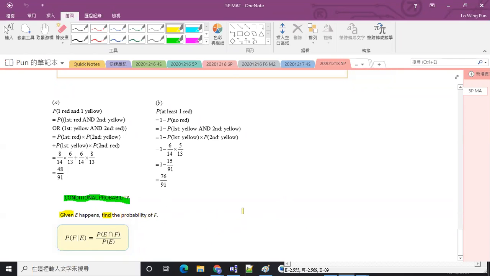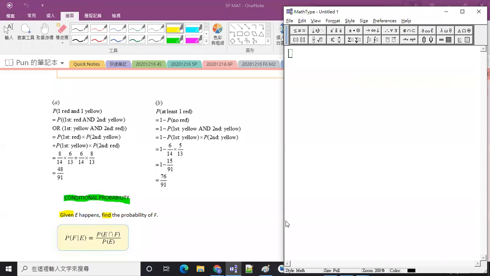If they give you one thing and ask you to find another, we write it like this: P with a vertical line. The part after the vertical line is the given thing, that is E. The one before the vertical line is the probability that we are going to find, that is F. So it is P(F|E), the probability of F given E.